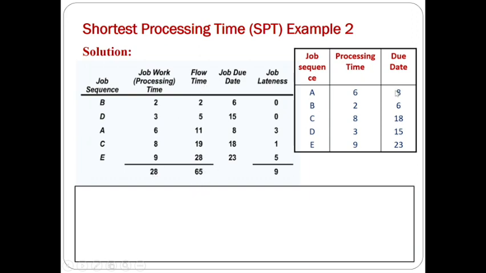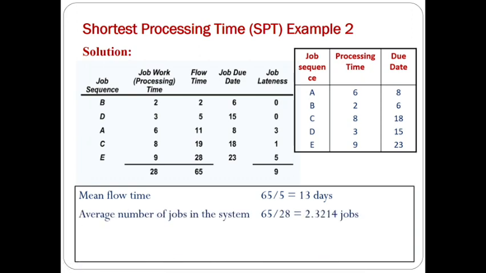We know the due dates for the corresponding jobs. Now we can easily calculate the job lateness. So it is 2 minus 6, negative value, 0. 5 minus 15, negative value, 0. 11 minus 8, 3. 19 minus 18, 1. 28 minus 23, 5. So the total job lateness is 9. By having this, we can easily calculate the mean flow time, which is total flow time divided by number of jobs, 65 by 5, which is 13 days.